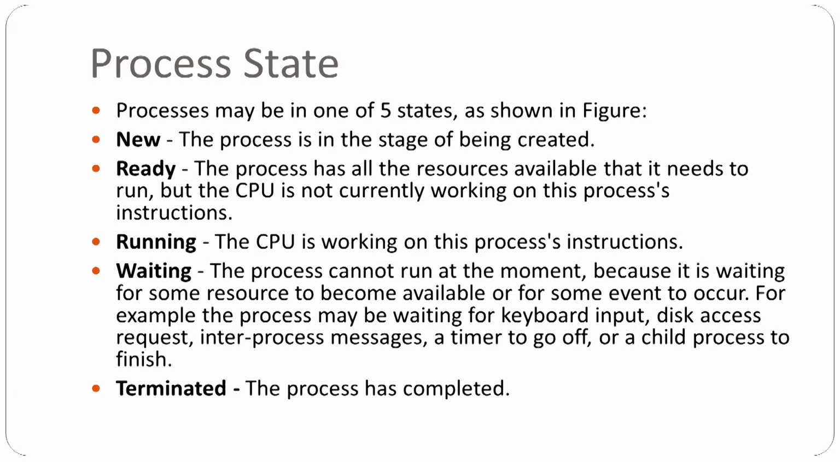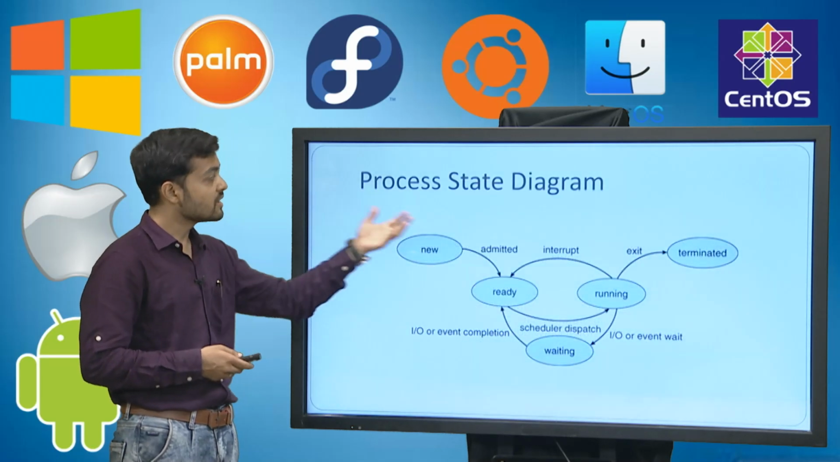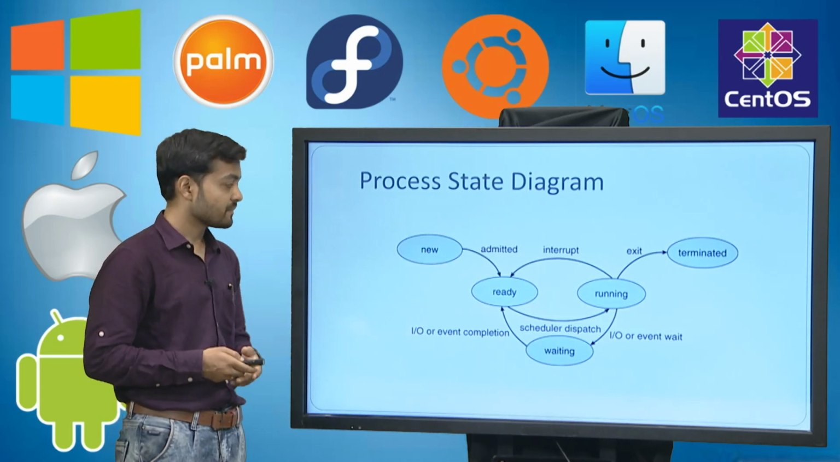Waiting means the process can't run at the moment because it is waiting for some resources to become available or for some event to occur. For example, the process may be waiting for keyboard input, a disk access request, inter-process messages, a timer to go off, or a child process to finish. When the process is in terminated state, it means the process has completed. So this is the process state diagram.